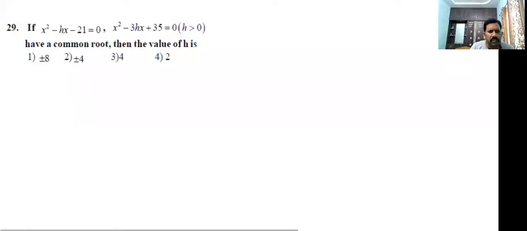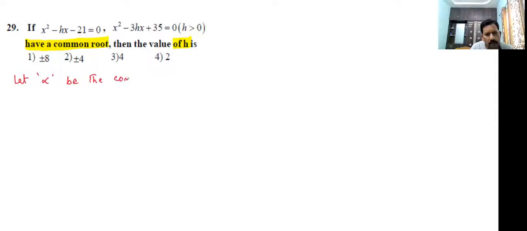Now 29th question. Both the quadratic equations have a common root. Then find the value of h. So use the formula or follow the general method. What is the general method? Let alpha be the common root. Okay.